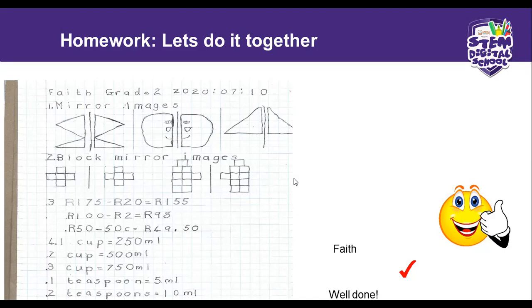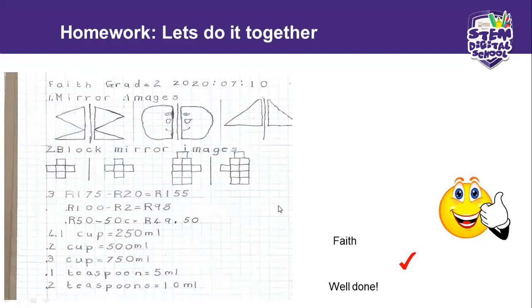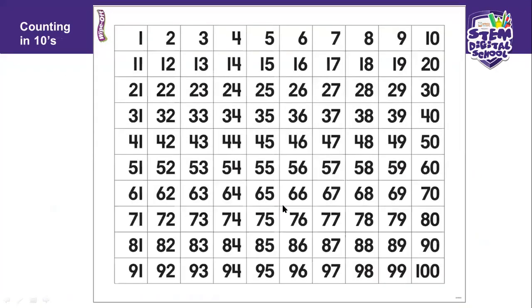Let's focus, guys. Right. Let's look at the next one. Okay. Now we are doing our counting. This is not a waste of time. This is going to help us when we go further using our numbers. Now we are going to count in tens from 9. Okay. 9, 19, 29, 39, 49, 59, 69, 79, 89, 99.